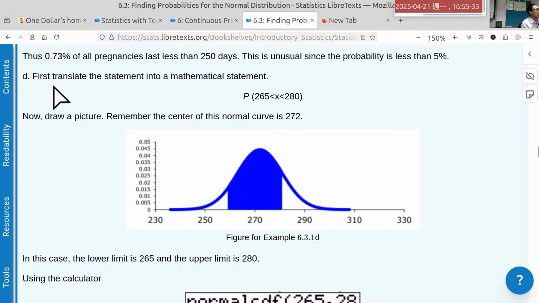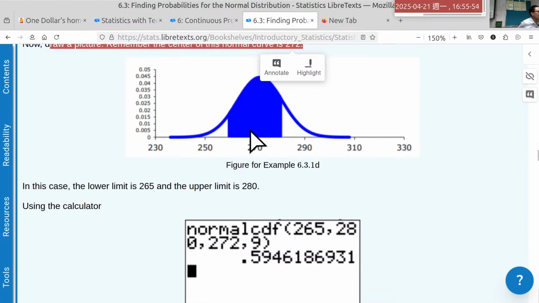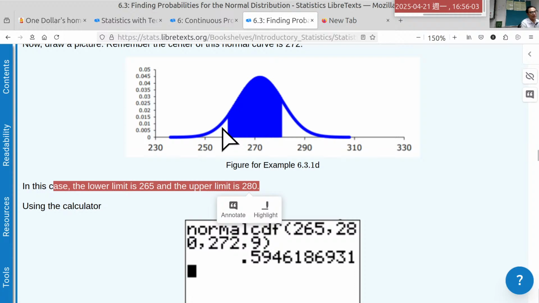And next question, translate the statement into a mathematical statement. And now draw a picture. Remember, the center of this normal curve is 272, like this one. Okay. And in this case, the lower limit is 265 and the upper limit is 280. Use the calculator. Okay.